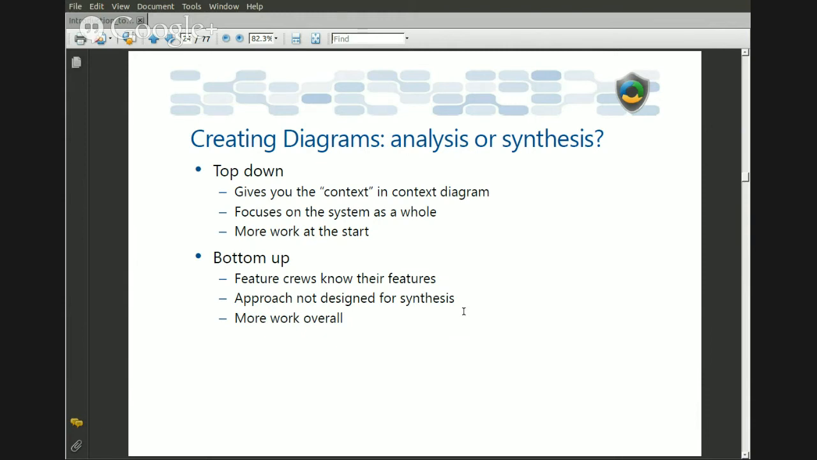But it's easier to say, all right, this is what the system is, and now you're going to break this small component down. You're just going to further break them down, rather than try to build them up and make sure that they're actually able to integrate. Okay.